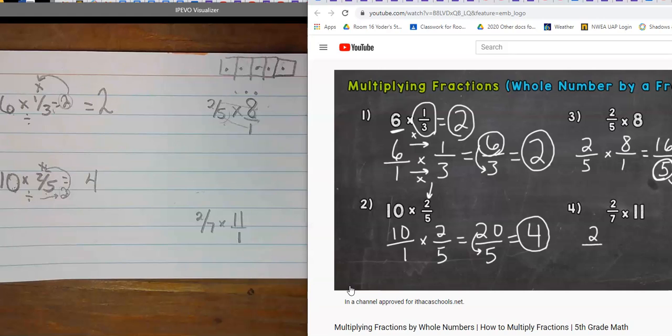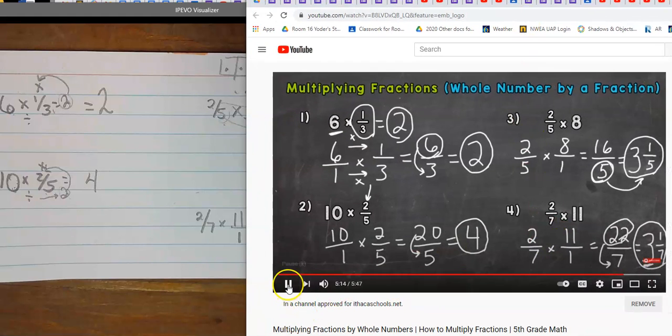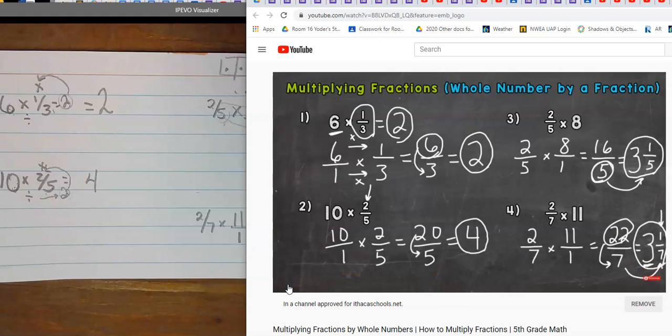Number 4, 2/7 times 11, put it over 1. 2 times 11 is 22. 7 times 1 is 7. So again, an improper fraction. So we need to do 22 divided by 7, which is 3, and we get a remainder 1 and keep the denominator the same. So 3 and 1/7. Again, we did 22 divided by 7 and got 3 wholes with a remainder 1 here, and we keep the denominator the same.